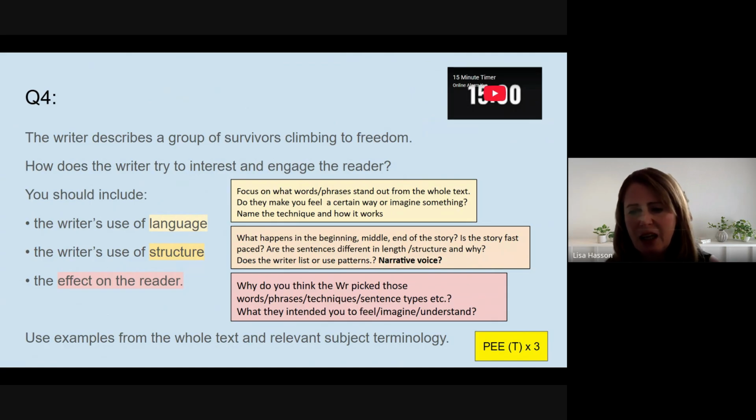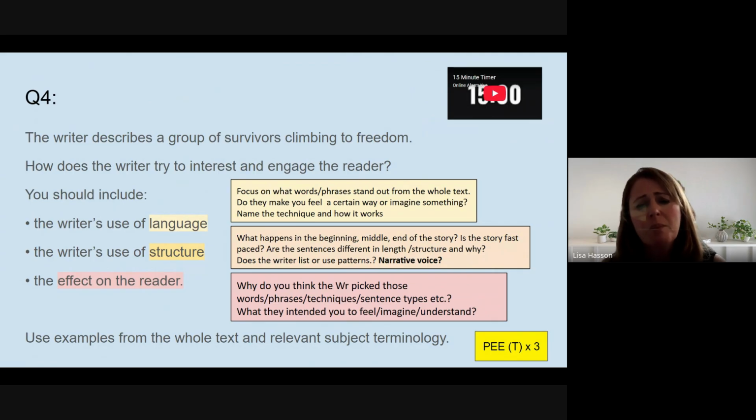And again, in a little yellow box down the corner here, I've put PEE and in brackets T to remind you to make sure that you tell us the technique, use the terminology that's actually going to help you to hit the maximum marks. And again, my advice is that you work on 3, although you could do 4 paragraphs here. What is really important is that you do talk about both language and structure, although it doesn't have to be equally balanced. So you could, for example, do 2 paragraphs about language and 1 paragraph about structure. Or if you prefer to do the other way around, you could, or you could do 2 language and 2 structure if you wanted to. It really does depend on what you're more confident talking about.